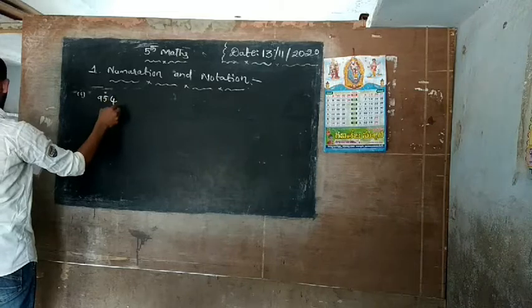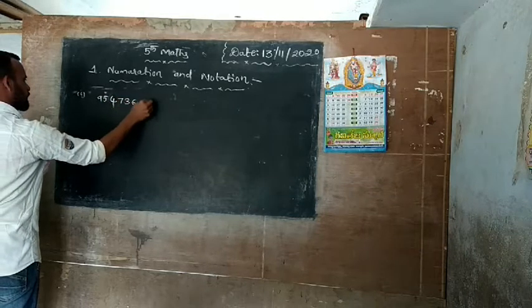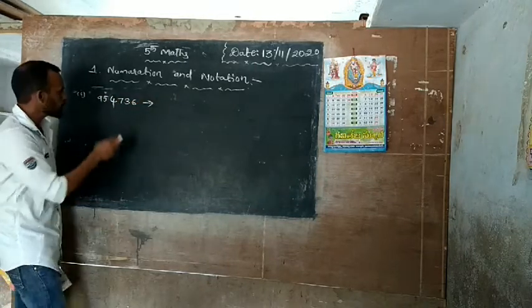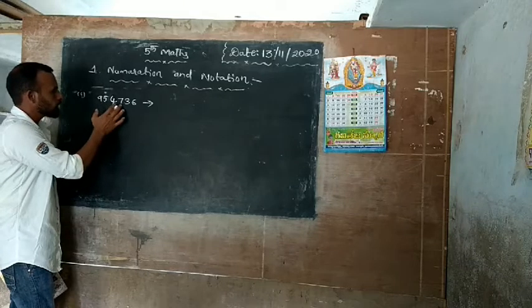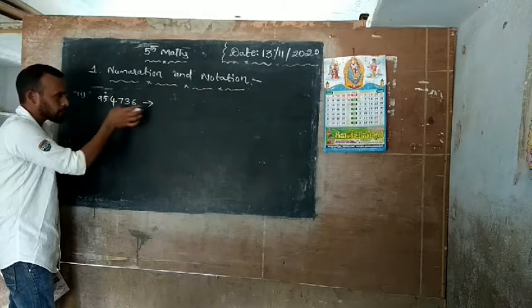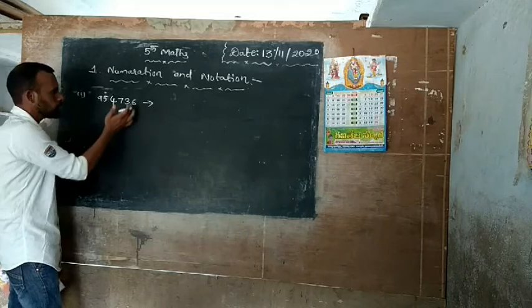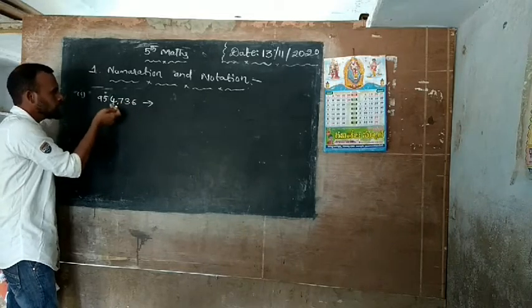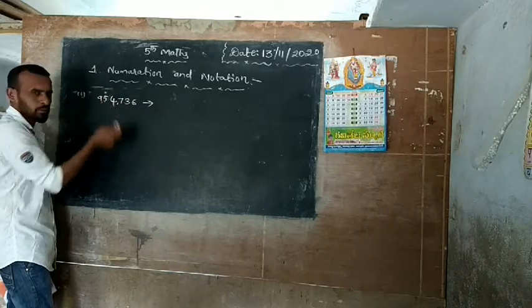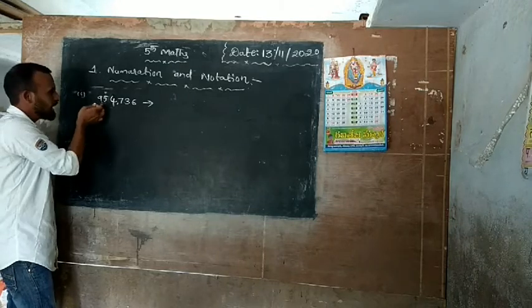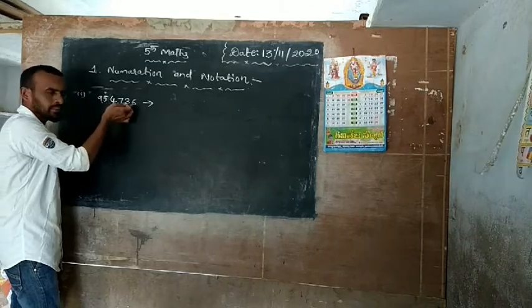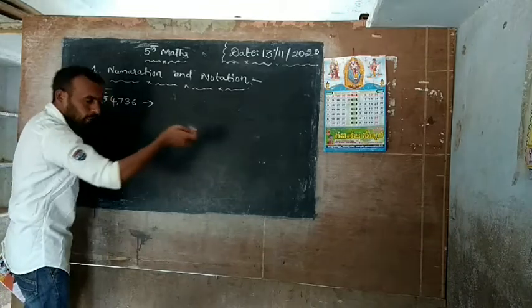954, 736. So now what do we do here? 954736 is one number here. This is the number name. How to find out the number name? 1s, 10s, 100 before the comma, 1000, 10,000 before the comma. Now what is the number name? This is 9,54,736. So like this you write the number name.